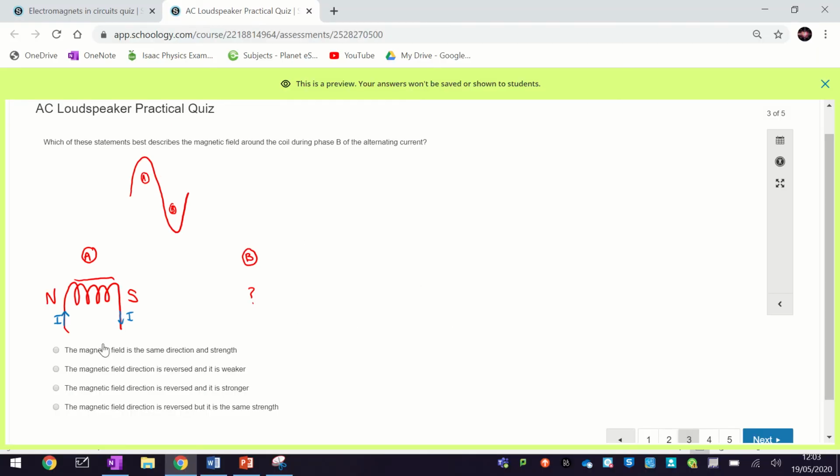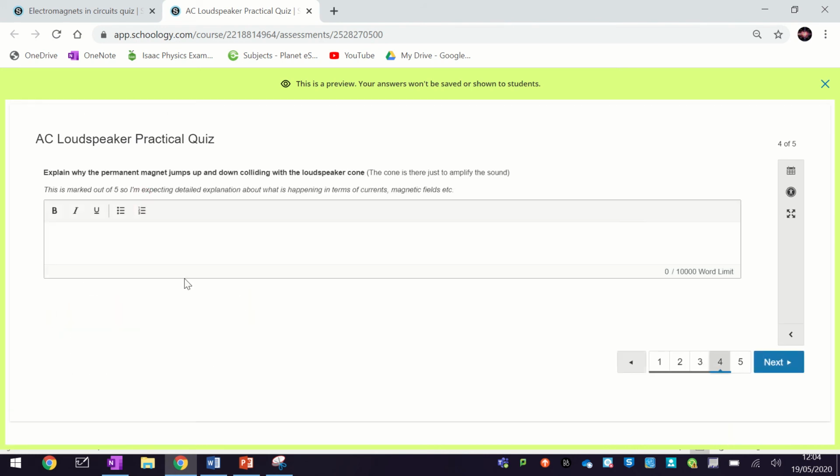So if we flip back into this one, the one we want is the magnetic field direction is reversed, but it's the same strength at different points. So although the magnetic field strength is definitely varying as we go through cycle B, it goes through the same variations as it does going through A. Okay, so looking at doing some explaining again.